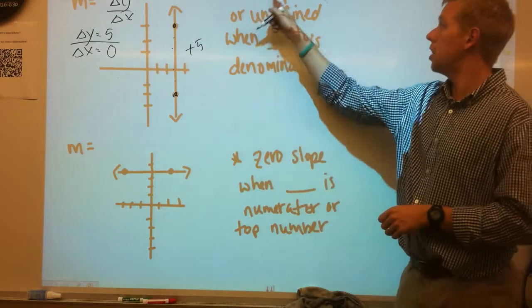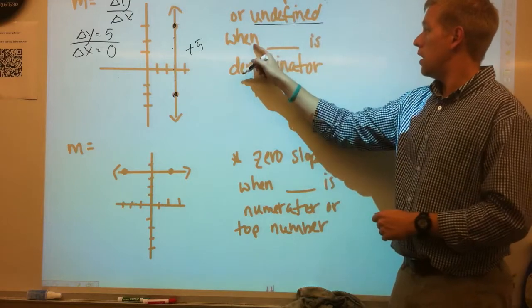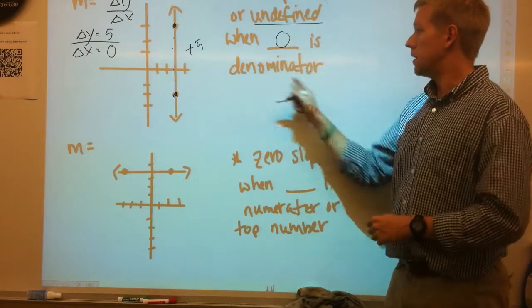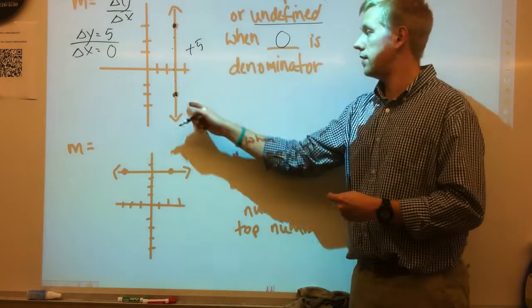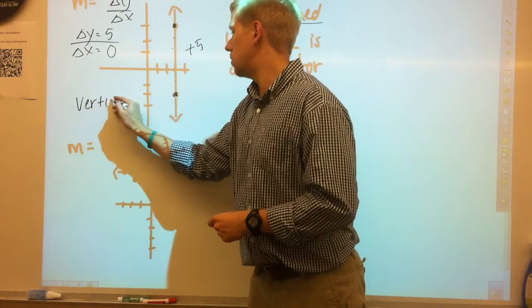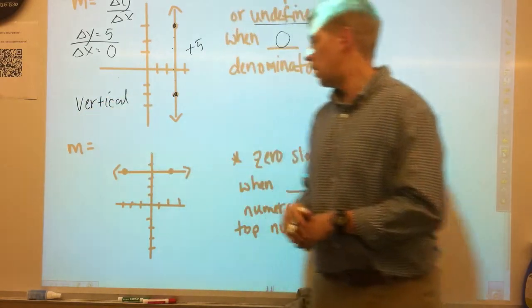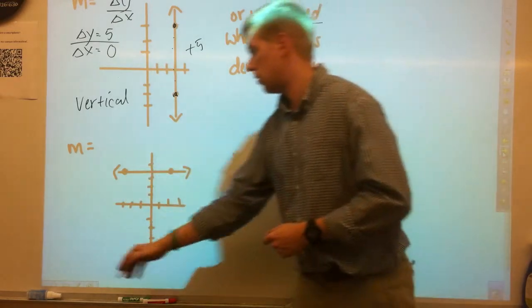So when we have no slope, also known as undefined slope, it's when our 0 is the denominator. Okay? So that's how I know if it's a vertical line. This is called a vertical line. If it's vertical, then it's going to be no slope. All right? Now, if I look at this line, going sideways like this, this is a horizontal line.